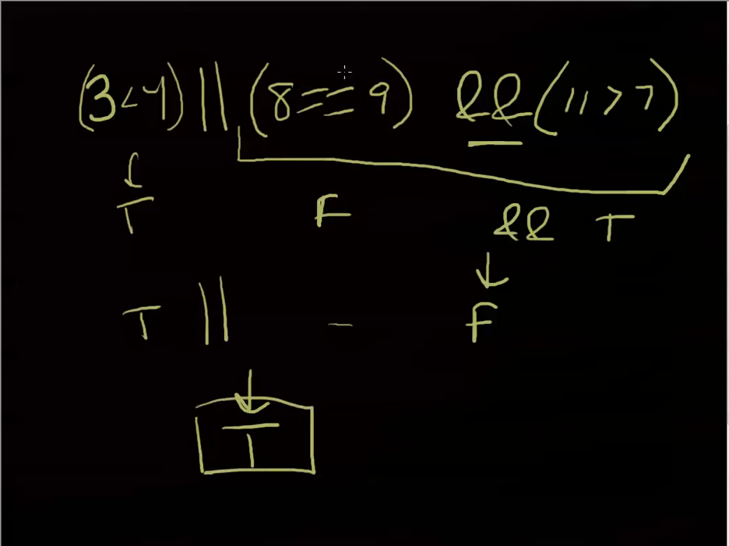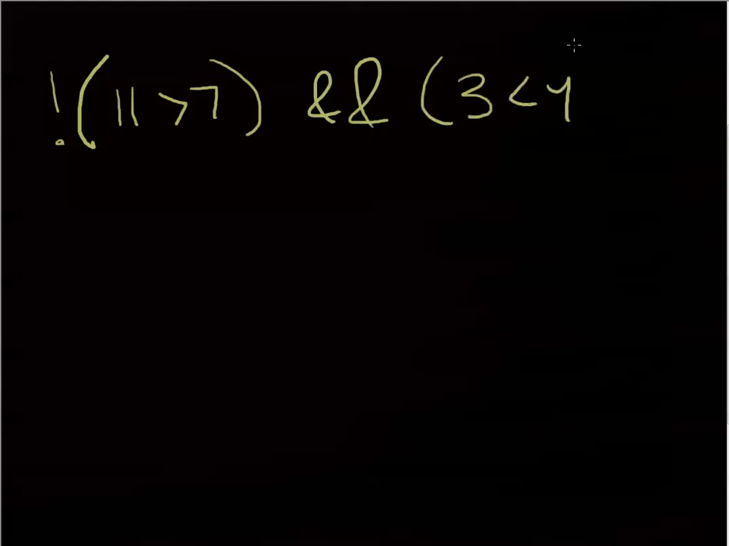Now in this, if I had parentheses over here, something like that, then I would have done this part first. We would have still gotten the same answer in that case. We'll try out one that ends up being, I guess, false here. Let's say we've got 11 greater than 7, and we put a not sign. And let's say 3 less than 4.